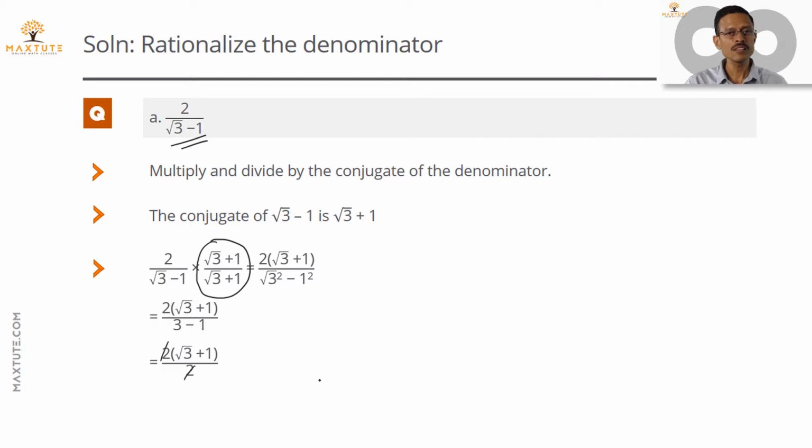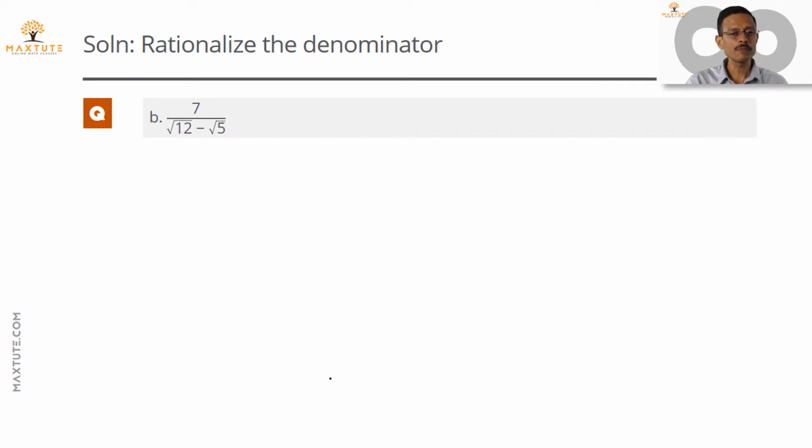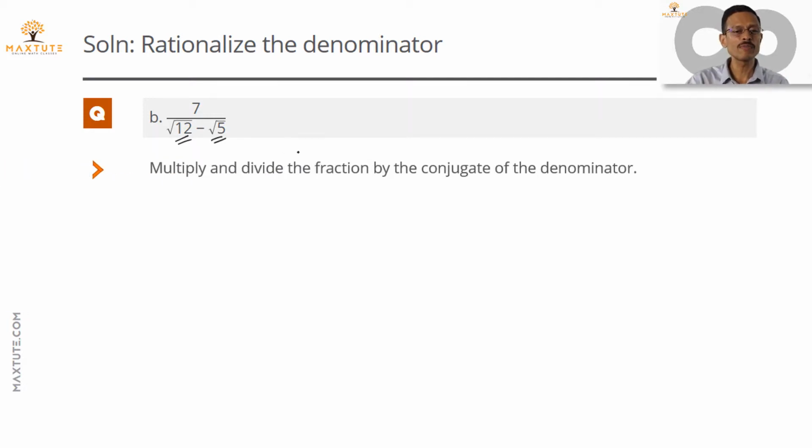So on to the second one, which is a little bit more difficult because both these components in the denominator are irrational. Process is exactly the same. We're going to be multiplying and dividing this expression with the conjugate of the denominator. Conjugate of root 12 minus root 5 is root 12 plus root 5.